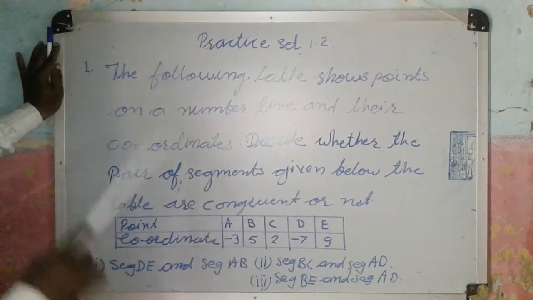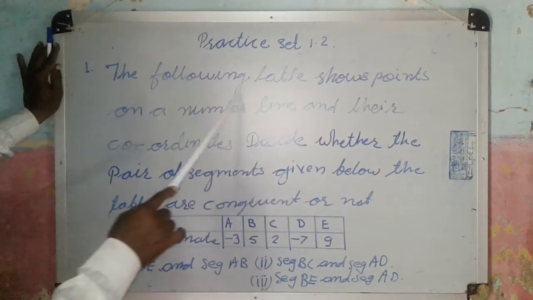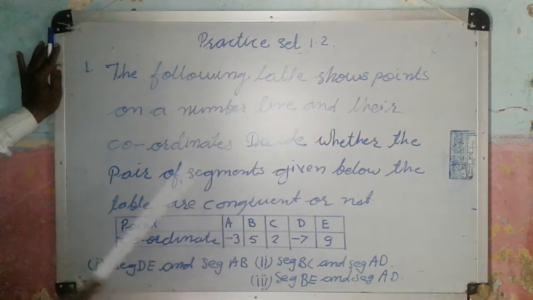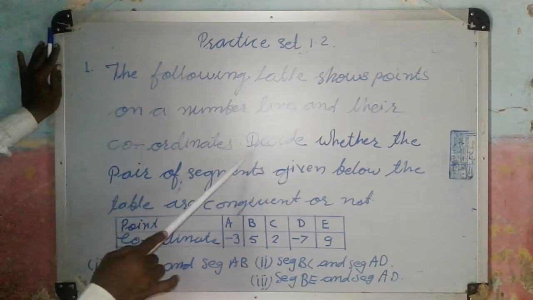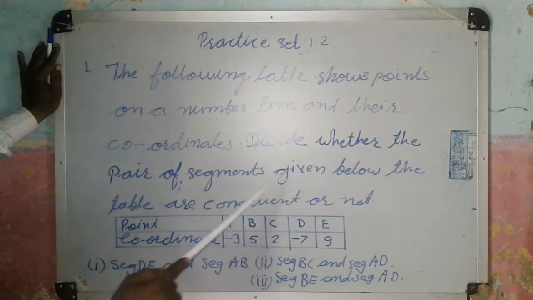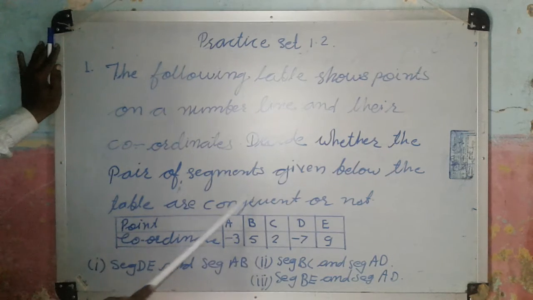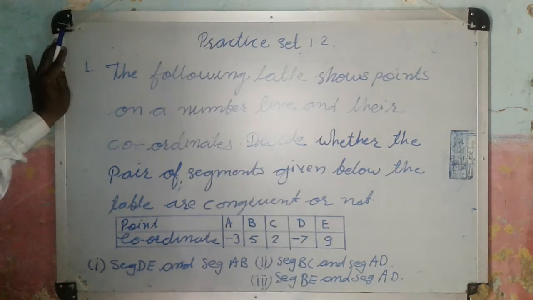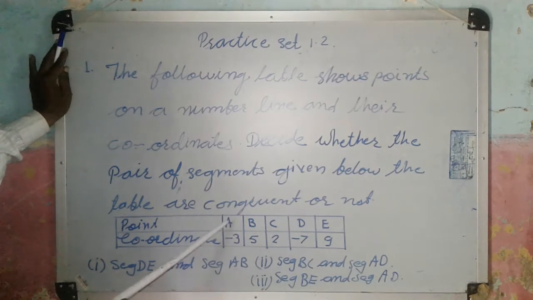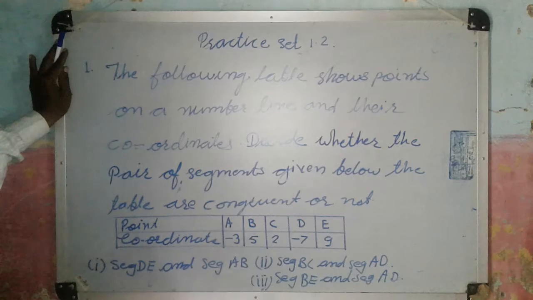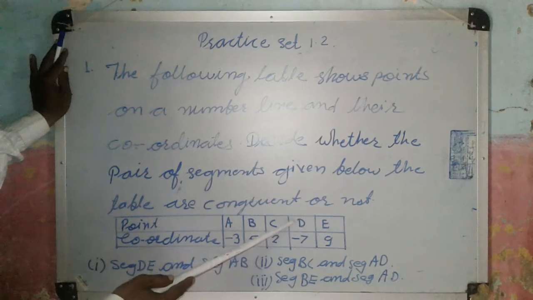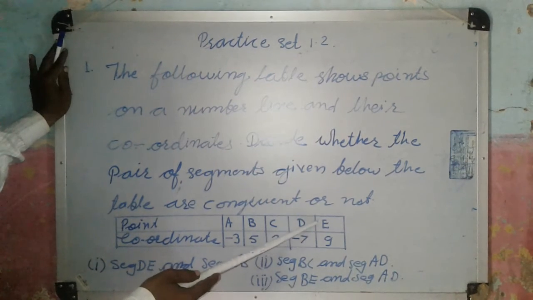Now practice set 1.2, question number 1. The following table shows points on a number line and their coordinates. Decide whether the pairs of segments given below the table are congruent or not. Here in this table these points are given and here the coordinates of points. That means coordinate of A is -3, coordinate of B is 5, coordinate of C is 2, coordinate of D is -7, coordinate of E is 9.